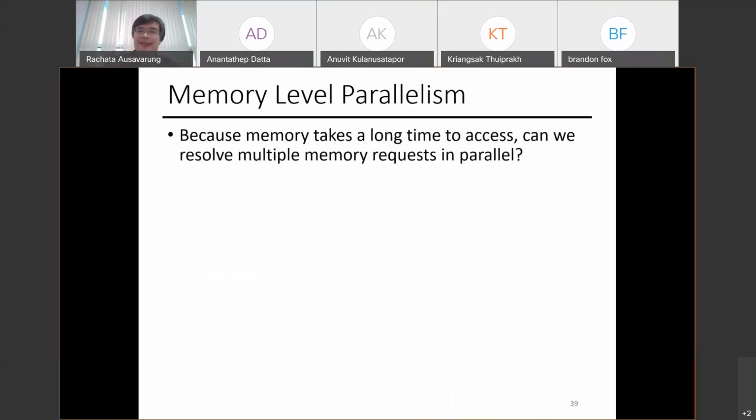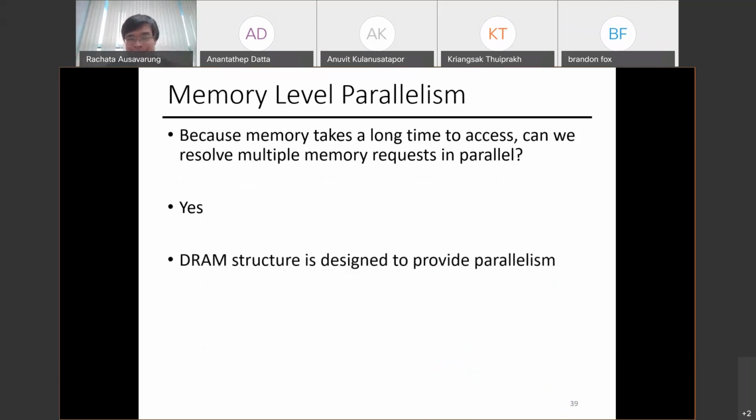Because memory access takes a long time, one thing we can do is send a bunch of accesses in parallel from the CPU. Right? This is doable. DRAM structure is actually designed to provide this. This is where you get the bandwidth from. In one cycle, they are not only sending one request's data back, they're trying to send multiple requests' data back.